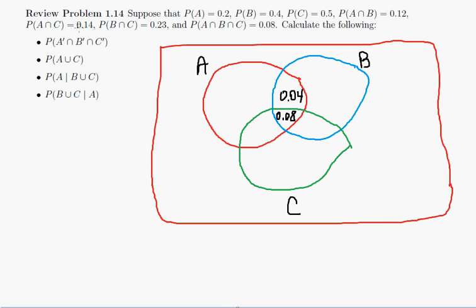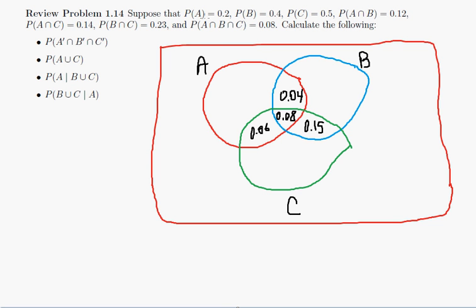A and C is 0.14, so I need 0.06 here, so that the intersection of A and C, this region here, would be 0.14, and the intersection of B and C is 0.23, so 0.23 minus 0.08 would be 0.15. So the intersection of B and C would be 0.08 plus 0.15 or 0.23.